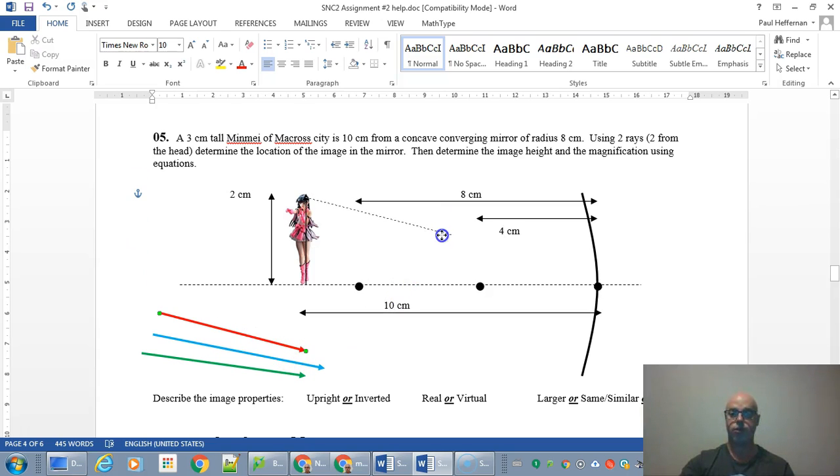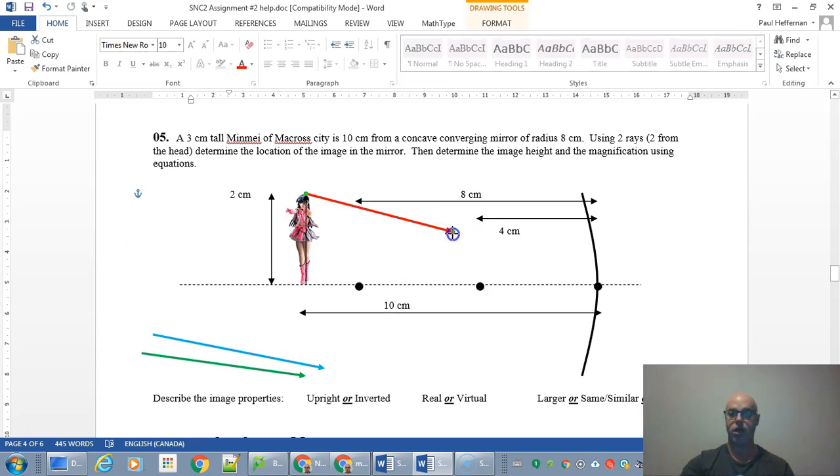So the first ray, starting off at the head, is going to go straight towards the mirror. If the ray is parallel to the principal axis, this dotted line right here, then the ray will reflect back through the focal point. So it's going to come back through this focal point right here. Okay, so just going to draw that ray. There we go. Okay, so if you start off with an incident parallel to the principal axis, you reflect back through the focal point.